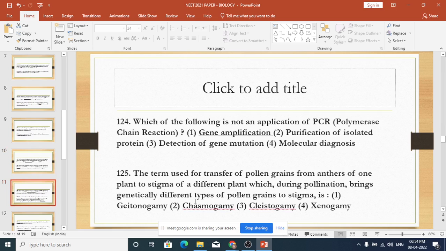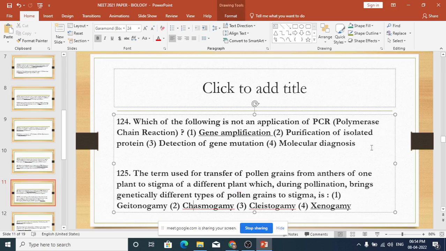The term used for transfer of pollen grains from anthers of one plant to stigma of a different plant, which during pollination brings genetically different types of pollen grains to stigma, is. What is the term? Chasmogamy is called. Which one is this, 11th or 12th? I think this is 12th, sir. 12th. Okay, right.